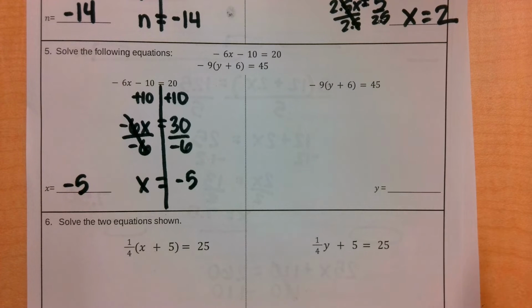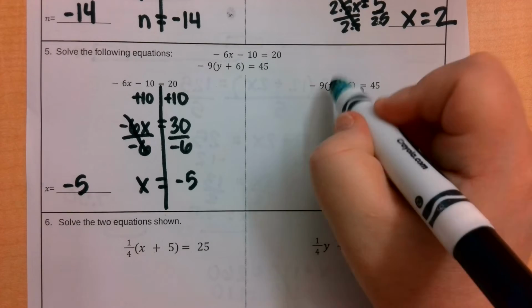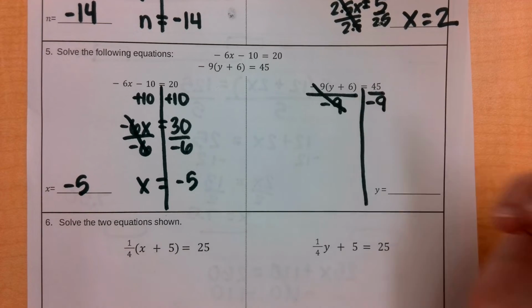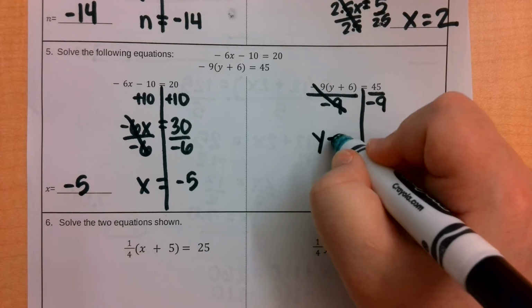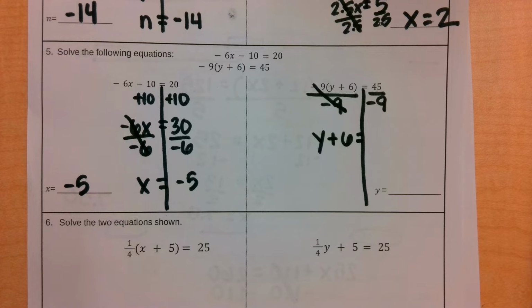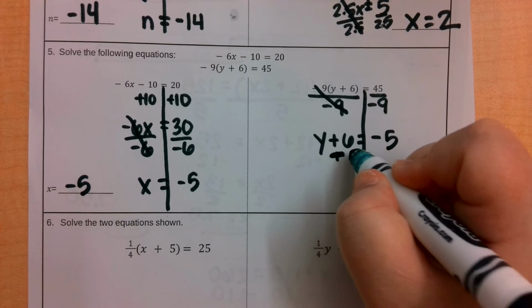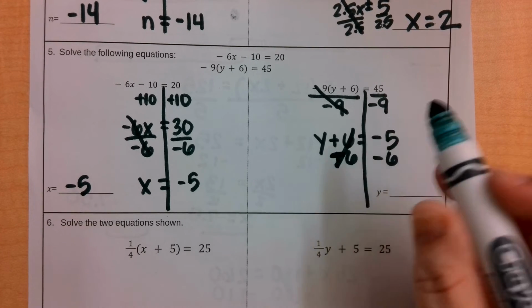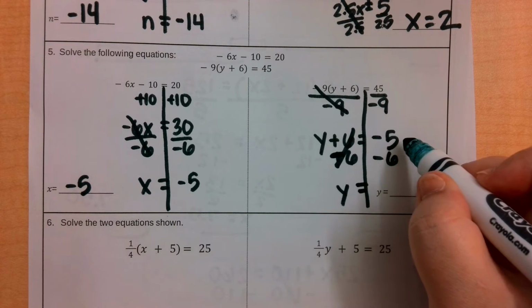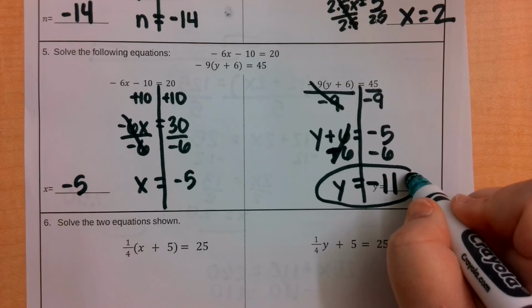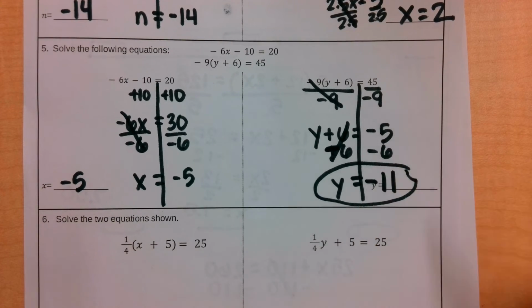Alrighty, parentheses, divide first. Divide by negative 9, divide by negative 9, cross it out. Rewrite, we have y plus 6 left over. 45 divided by negative 9 is negative 5. Whoops, minus 6, cross it out. A negative 5 and a negative 6 give me negative 11. 2 negatives, we add them together and keep the negative sign.